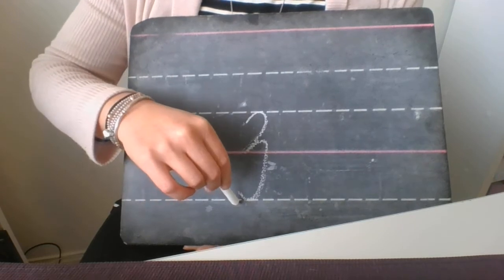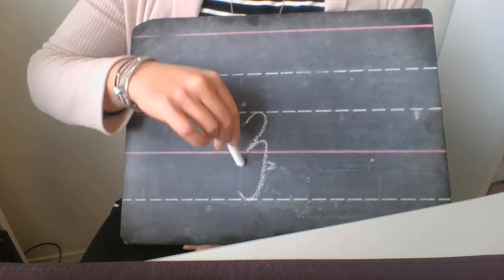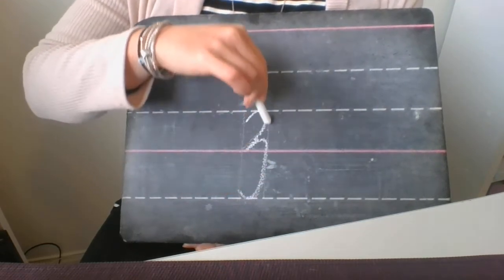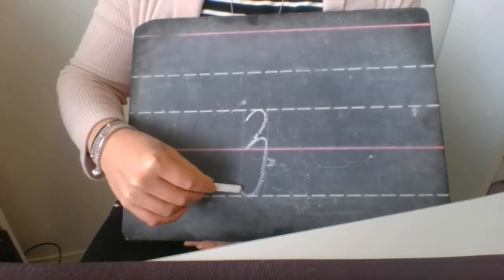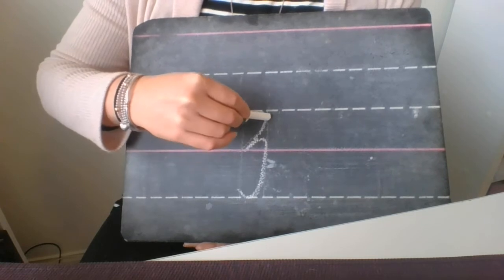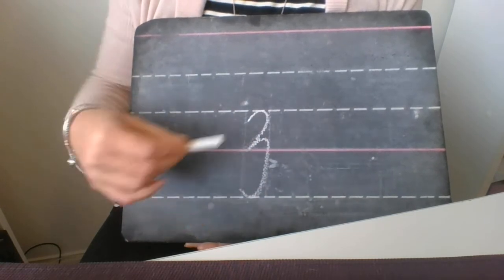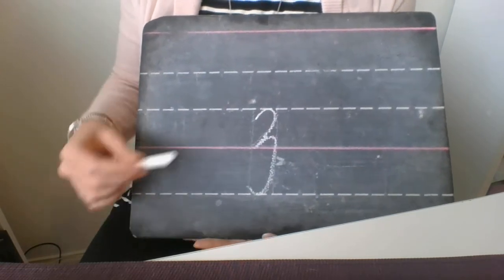Okay, if I imagine my imaginary box there, you can see how it would be touching on this side, and also touching at the curves on this side. Okay, so let's give that one a go.